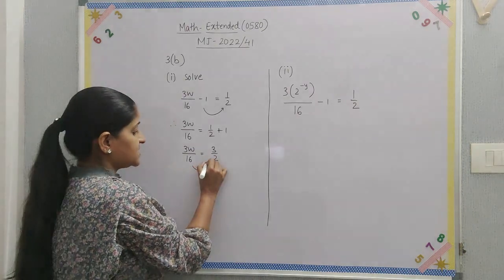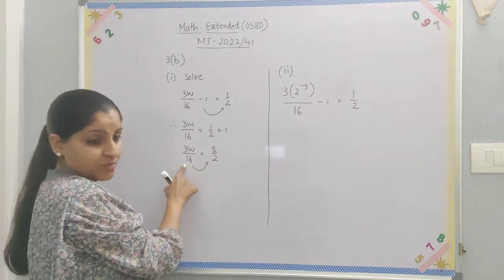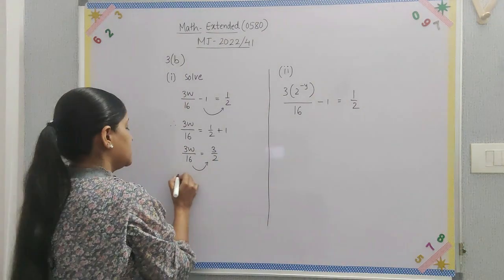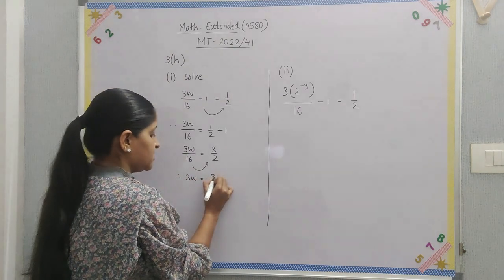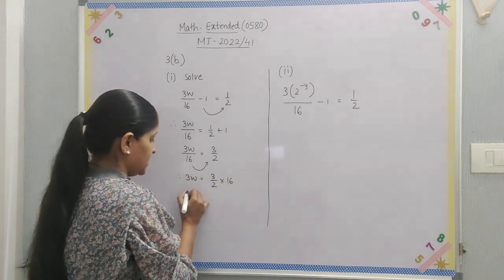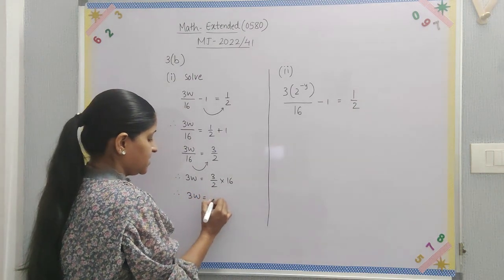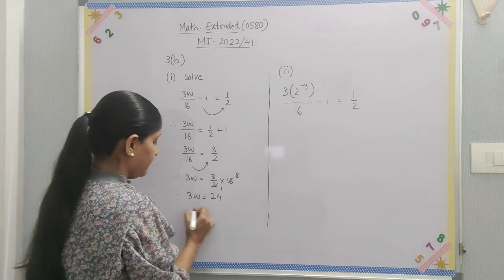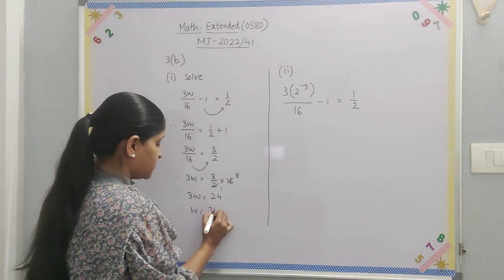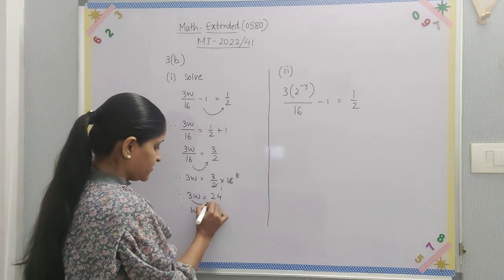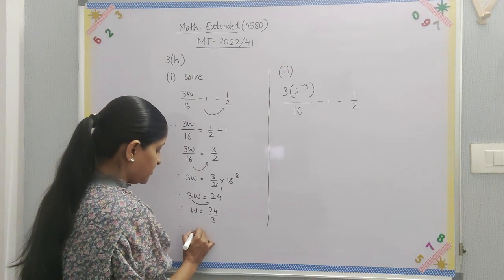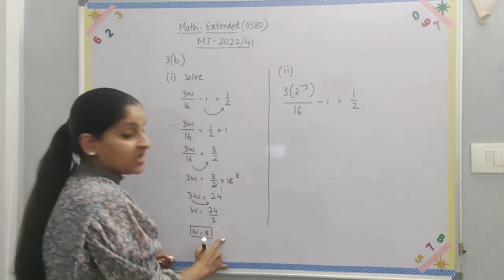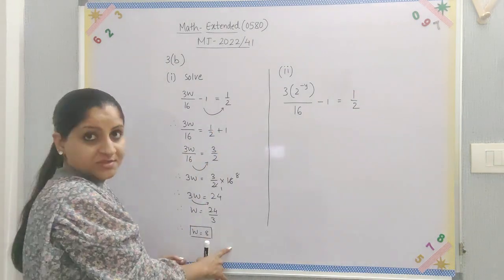Now I have to shift this 16 to the other side. So 16 here in the denominator, when it shifts to the other side, it will go to the numerator. That means it will multiply. So what I obtain here is 3w is equal to 3 upon 2 multiplied by 16. Therefore 3w is equal to, on simplification of this fraction, 24. Therefore w is equal to 24 divided by 3 because 3 shifts to the other side and divides. Answer for w is 8. And this is my final answer. This is how I'm going to solve the equation given.